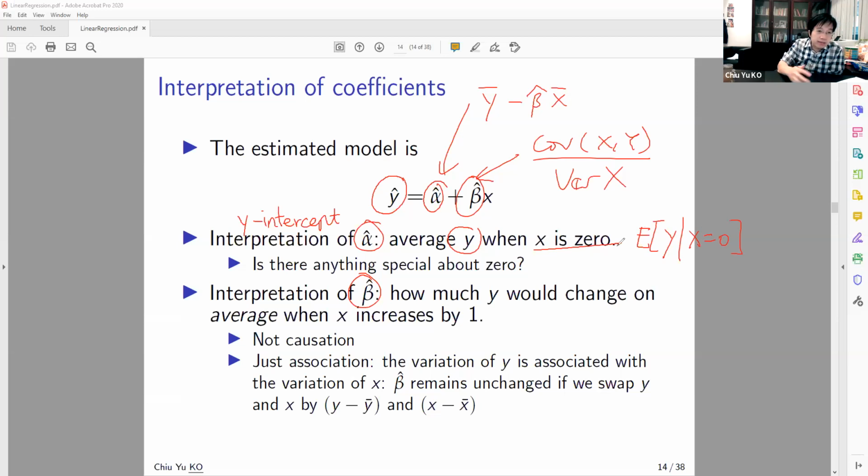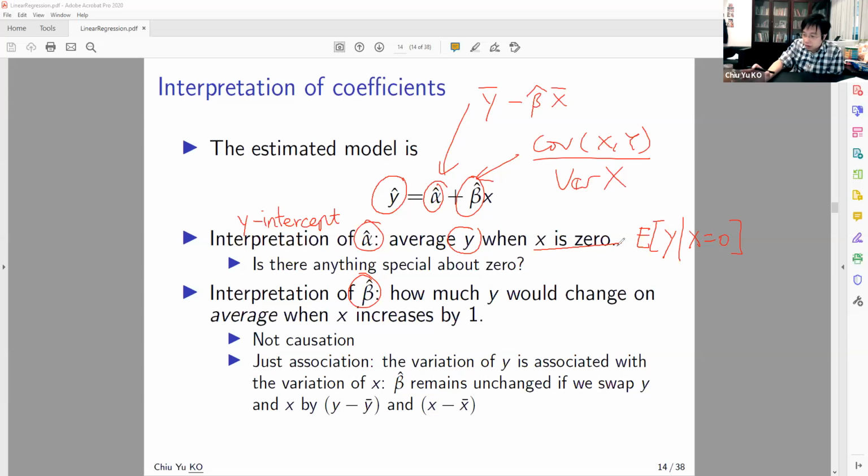But what does that mean here? It means that when x is 0, then what's the value of y on average? But the problem of this interpretation is that it is not going to be universally applied, because if your data has x around 0, then this interpretation makes sense, right? But if data is way above 0, then that doesn't make a lot of sense.